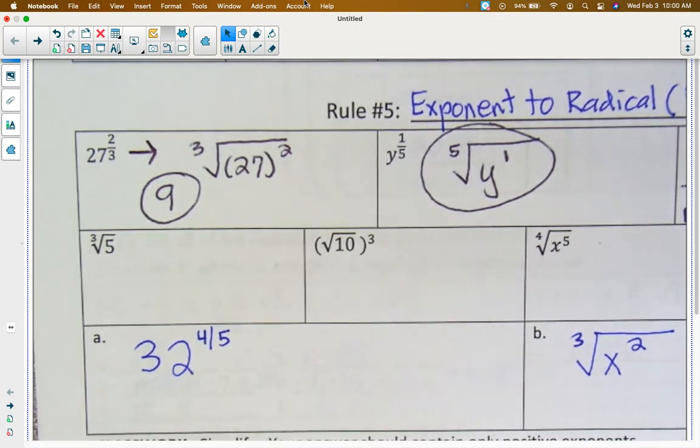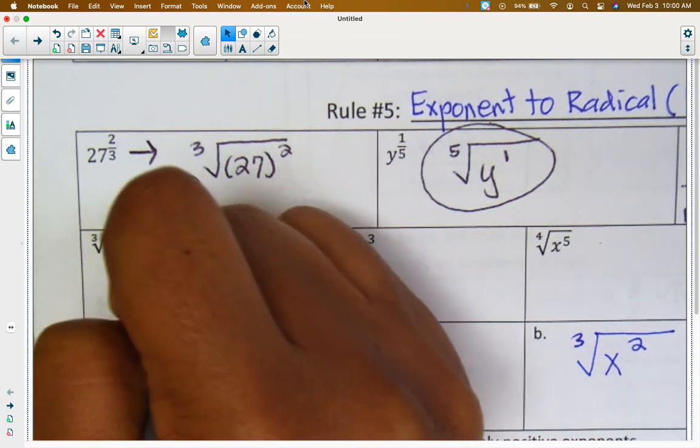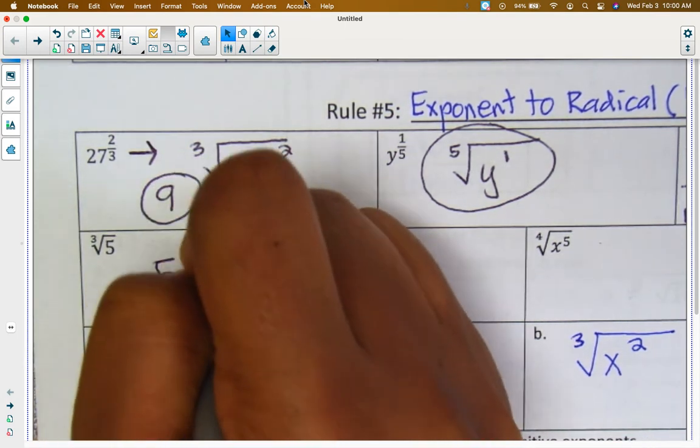All right, next, the cube root of 5 is how you would read this out loud. Let's just convert it to a fractional exponent. We're just getting comfortable going from one form to the next. So in exponent form, it's 5 to the 1/3 power.